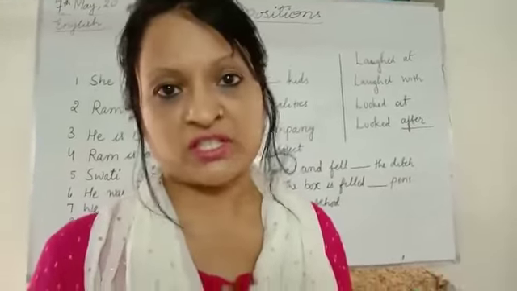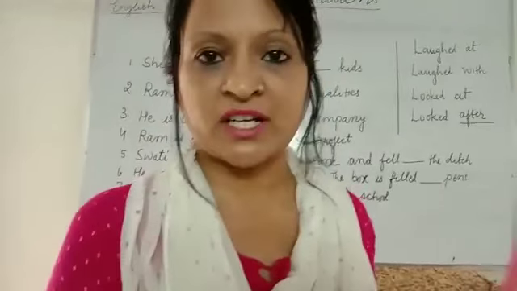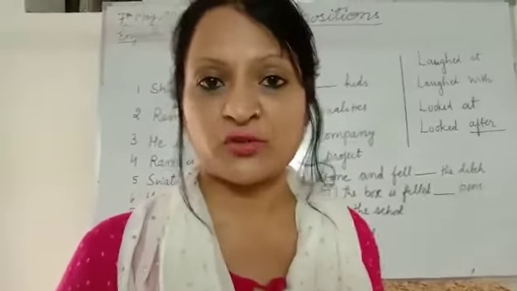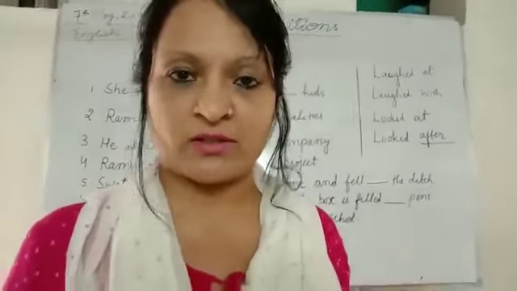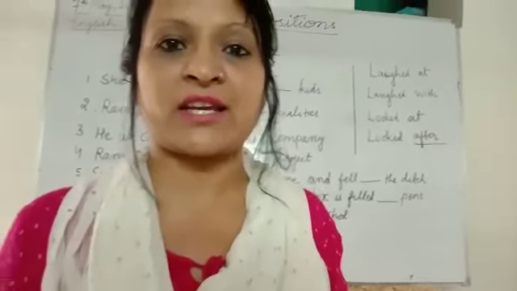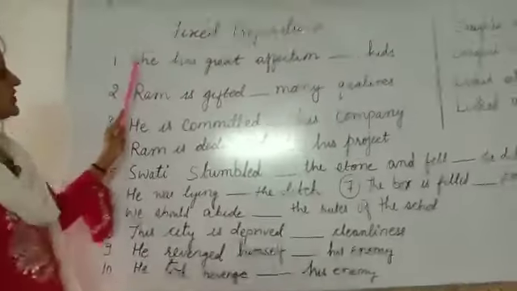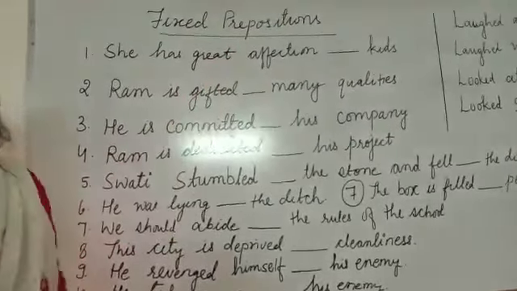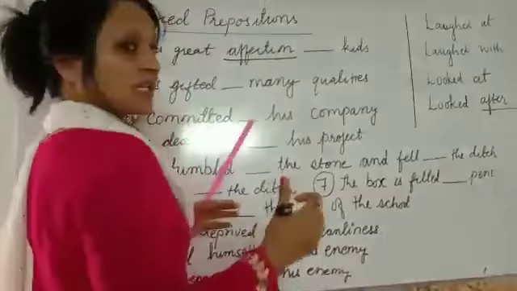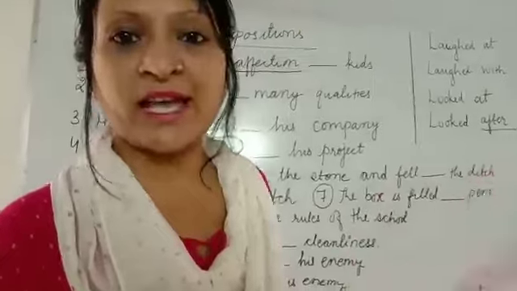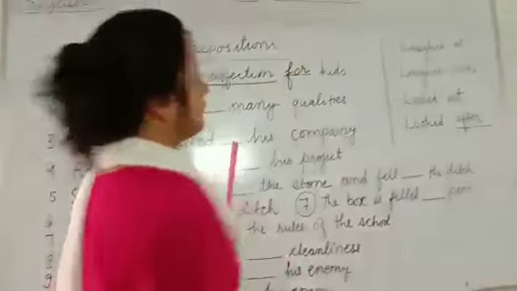In this way, we use in and at. Some fixed prepositions also. It is not the same कि हर बार हम जगह को देखते हुए या नाउन को देखते हुए, ऑब्जेक्ट्स को देखते हुए prepositions यूज करते हैं. Sometimes the prepositions are really fixed. उस preposition को वहीं पे ही यूज किया जाता है verb के साथ में. Let's see how we are using. First example, she has great affection. Affection मतलब उसे बहुत प्यारे हैं. क्या प्यारे हैं? किड्स. शी हैज ग्रेट अफेक्शन फॉर किड्स.